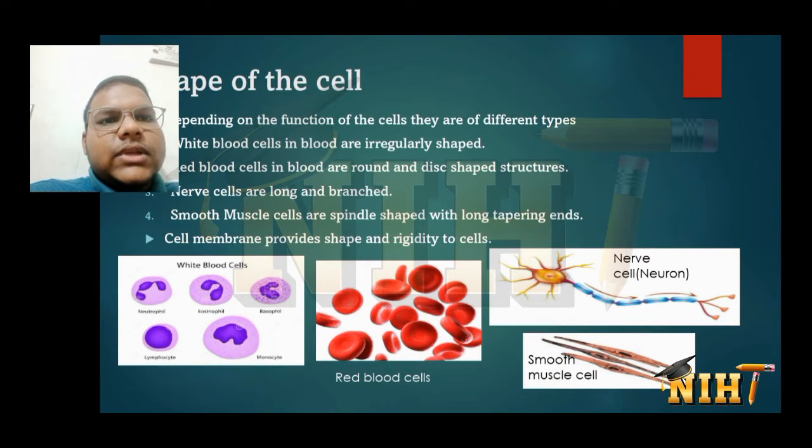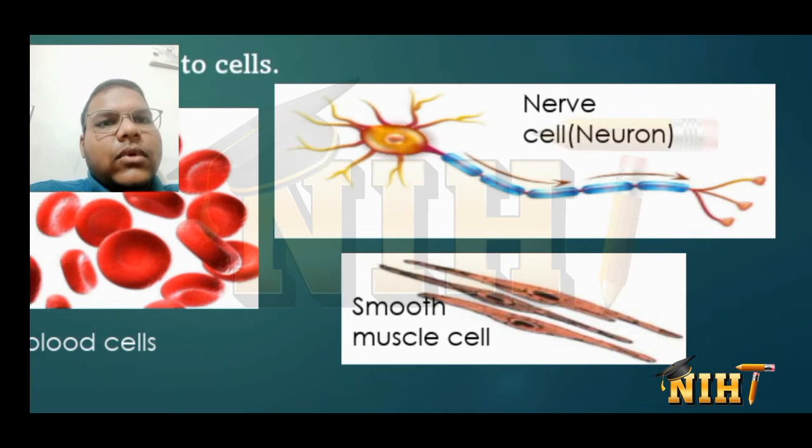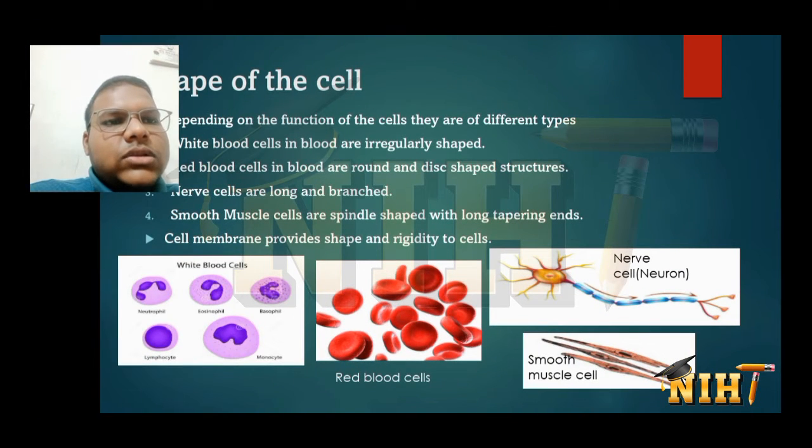Similarly, the smooth muscle cells are spindle-shaped with long tapering ends. This is smooth muscle cells. We can see this is long and these have tapered ends. Cell membrane also provides shape and rigidity to the cells.